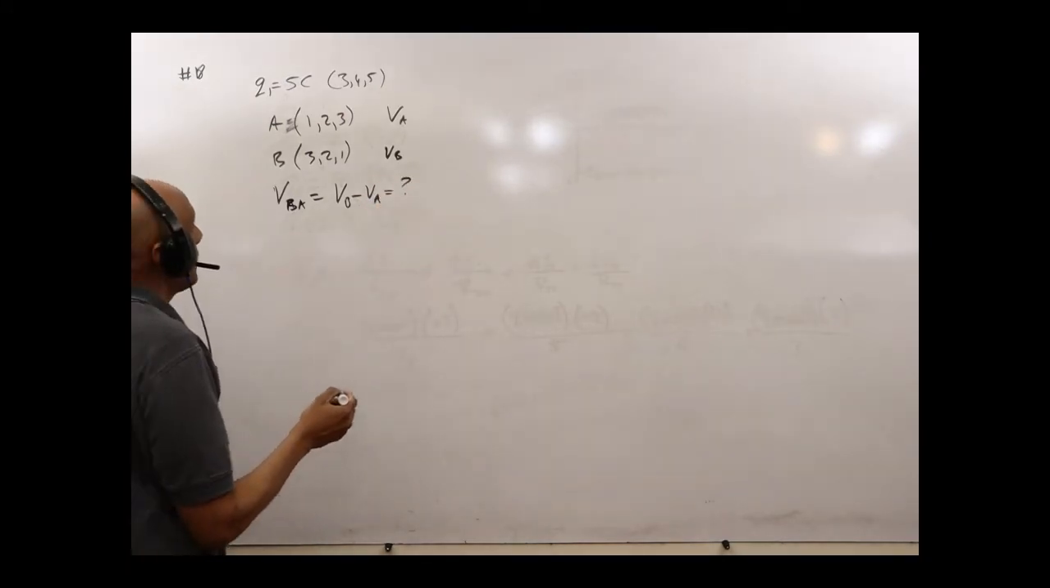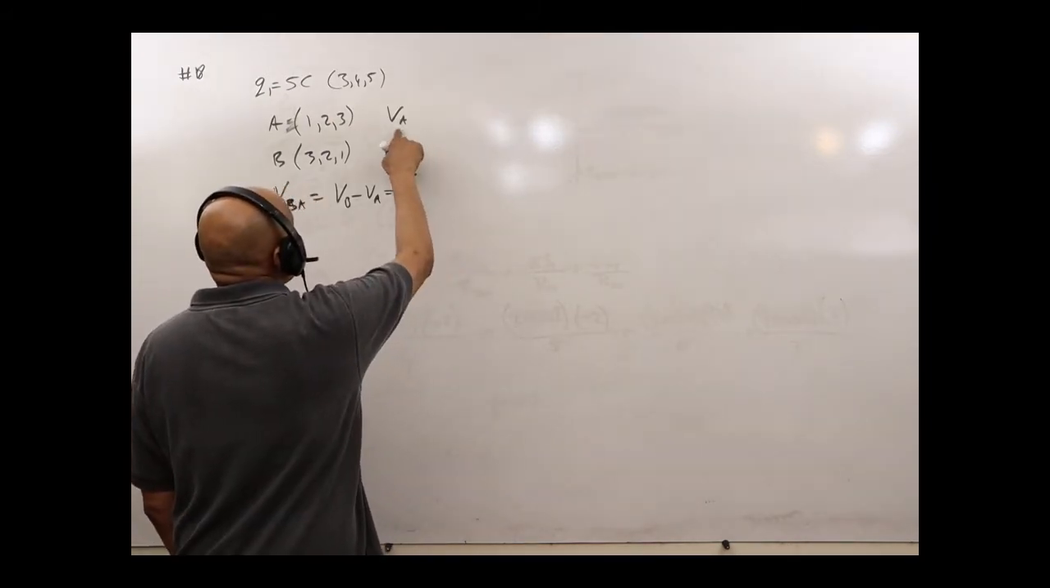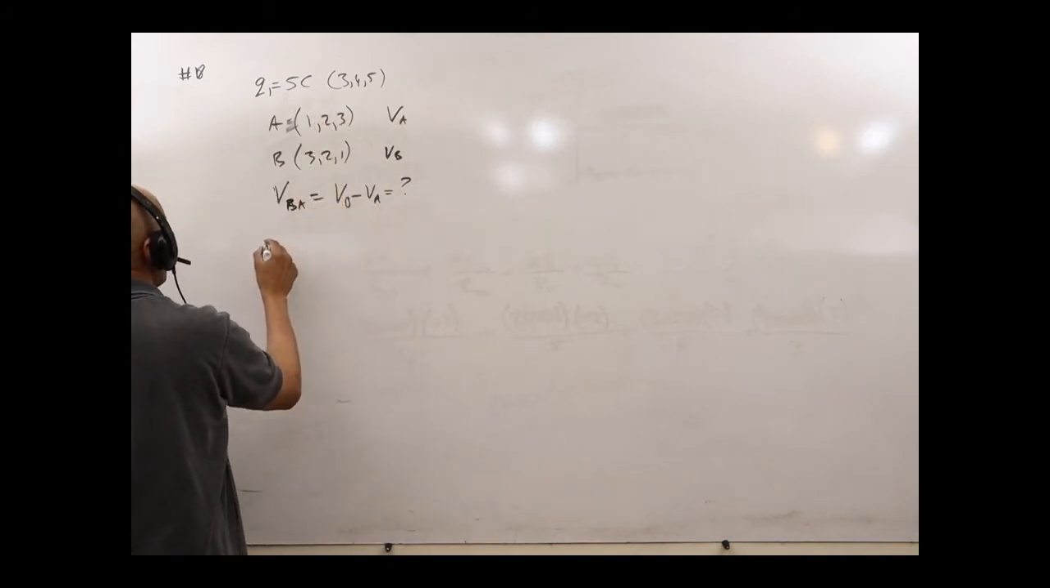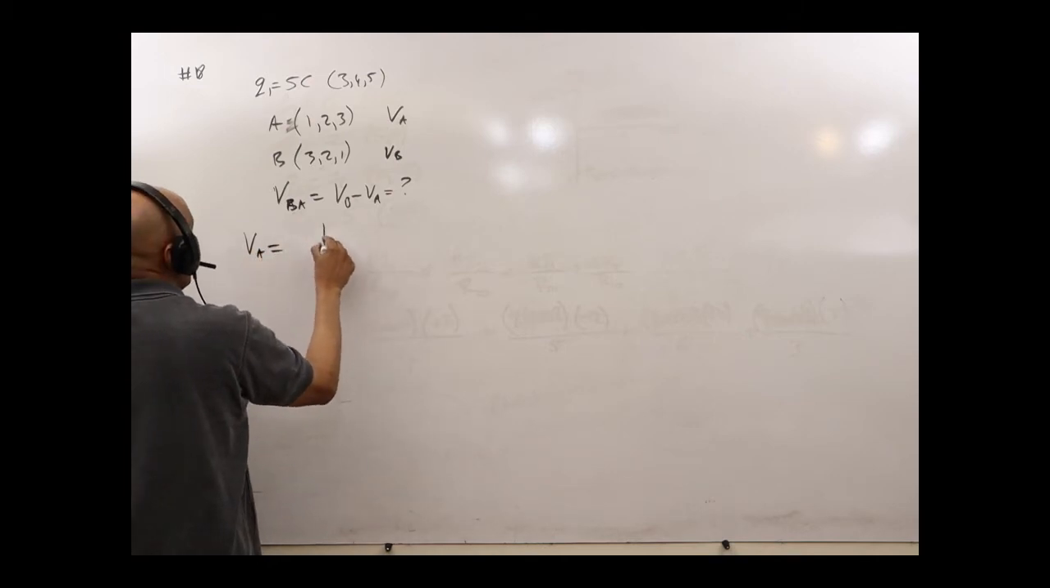So to get a rough idea of what's happening, we're going to calculate the absolute potential at each of the points relative to the charge. So let's calculate VA. The potential at A is going to be K.